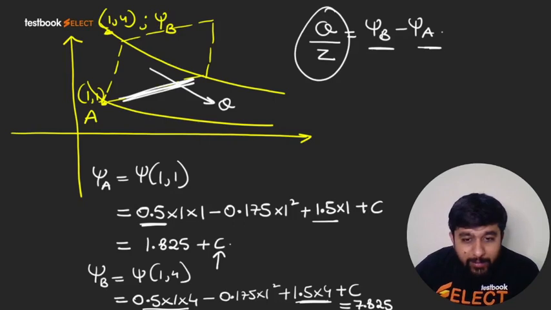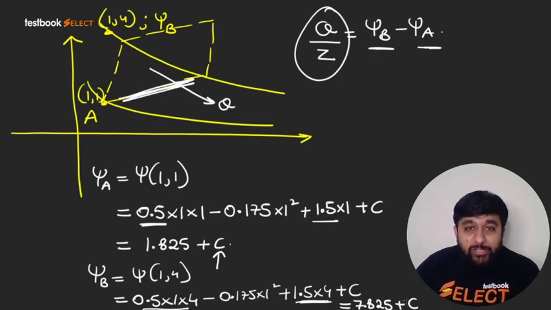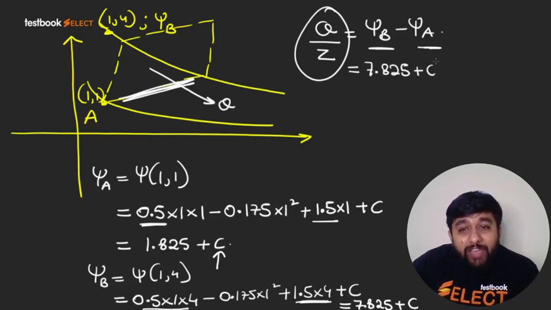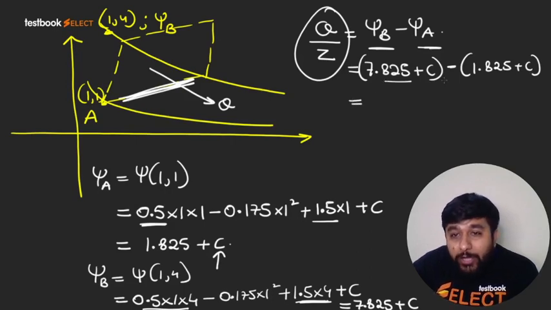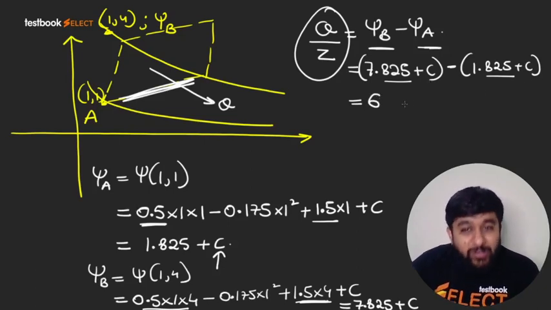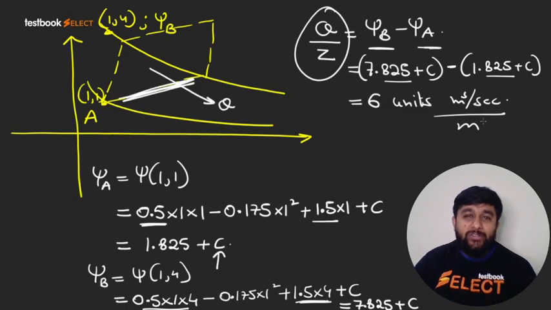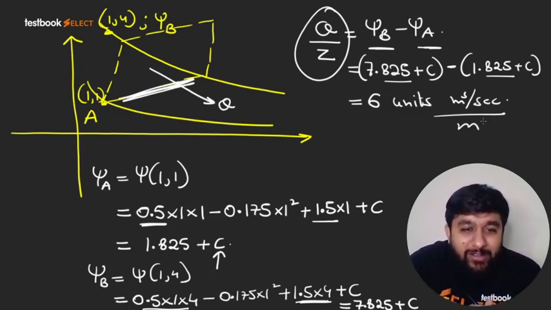So there will be a constant of integration. Now let us substitute these values here. We have 7.825 plus the constant of integration minus 1.825 plus the constant of integration. So the 0.825 cancels out, and 7 minus 1 is 6. C and C will also cancel out. So this is 6 units, or we can say meter cube per second per meter. This is the answer for the discharge per unit width.